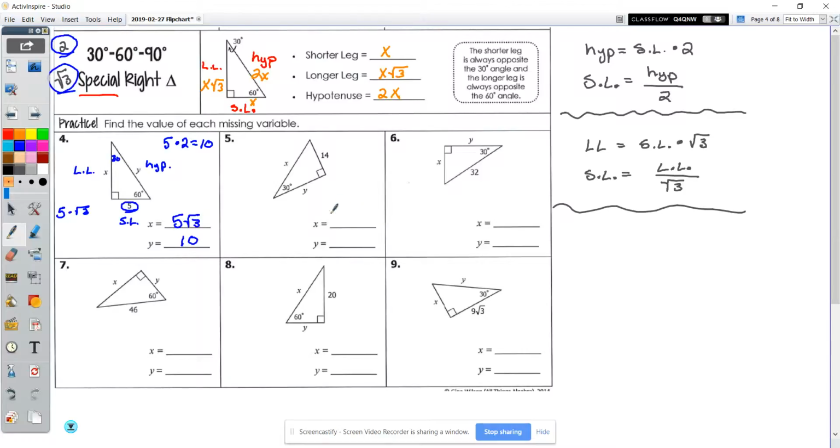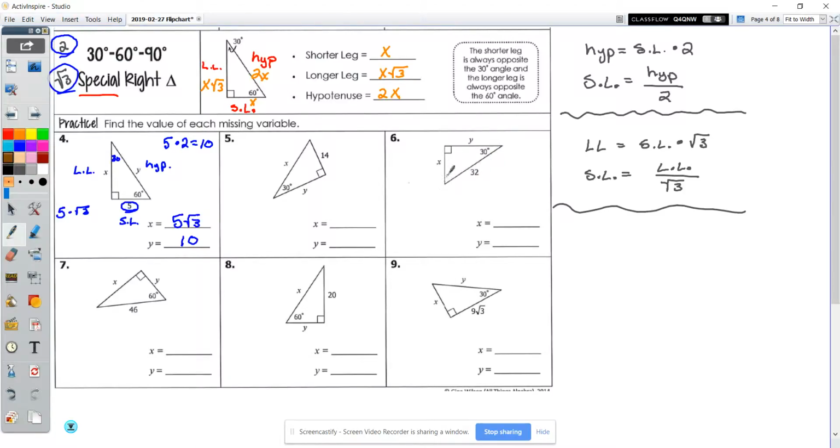Okay? All right, now I'm going to skip this one for now. We have several examples here. This one's the same as that one. It gives us the short leg to start off with, but let's try one that starts with the hypotenuse. So notice this one here, and I'm going to switch colors again. Let's go brown. So this one here, I've got this 32.